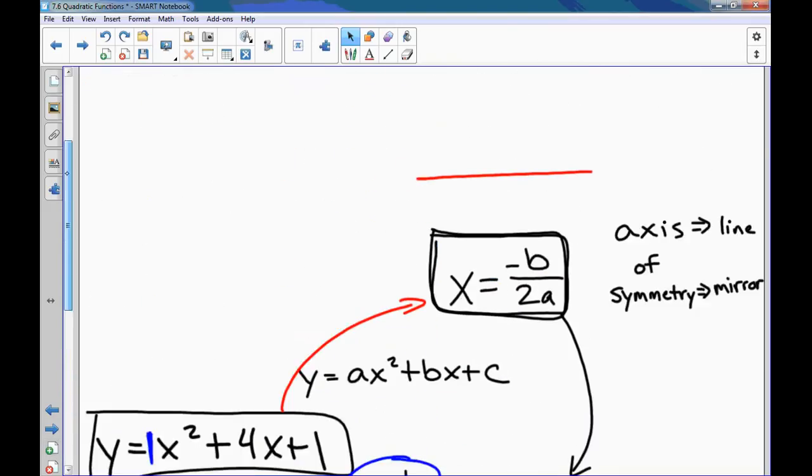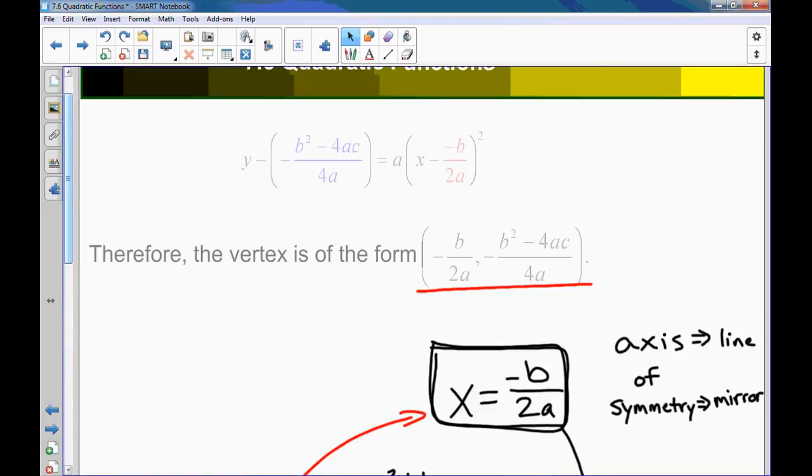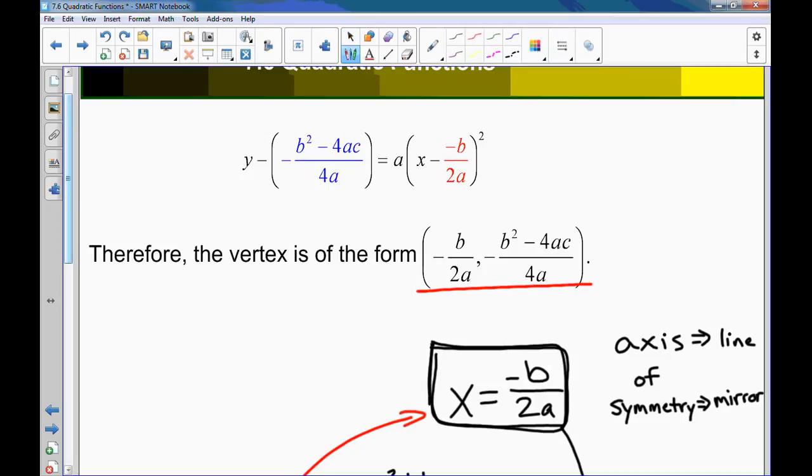Now, remember, we're not going to do what the book told us to do, where we memorize all this stuff. Instead, all we need to do is remember this equation.